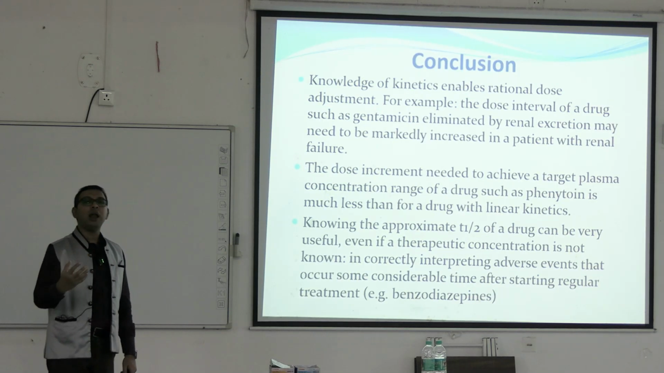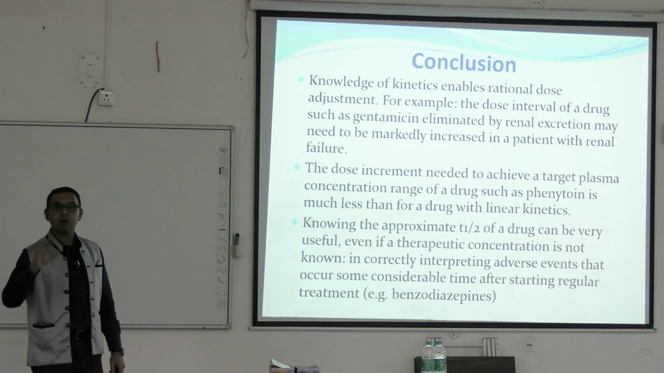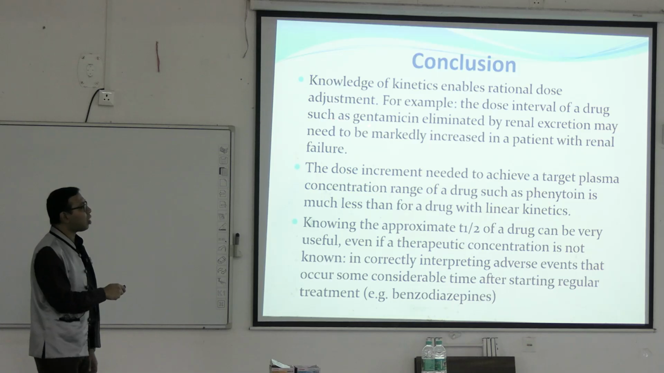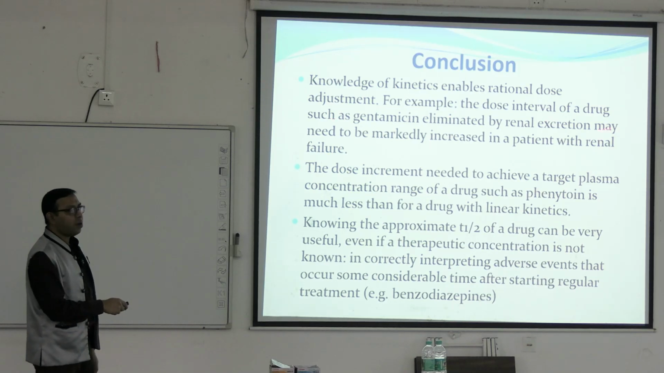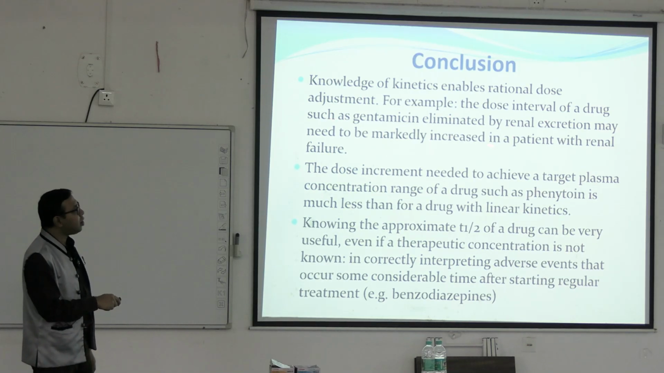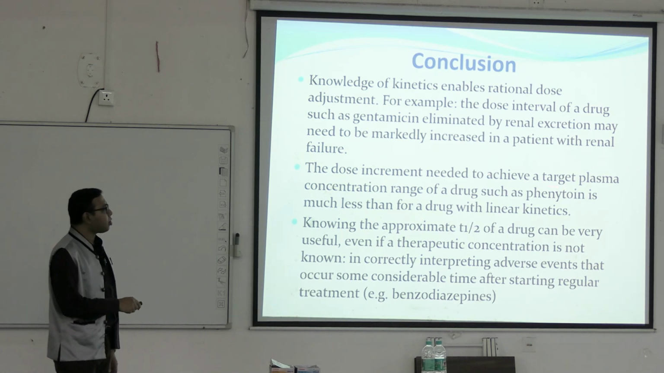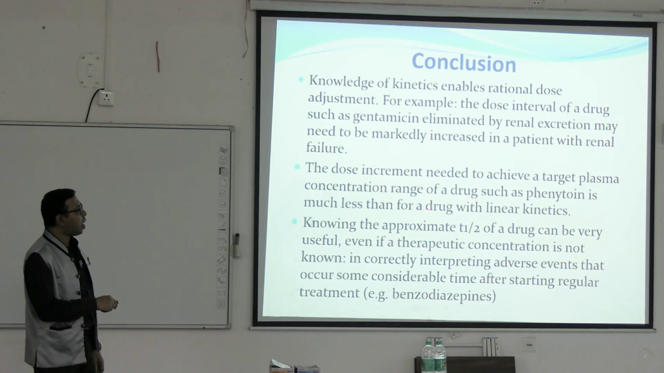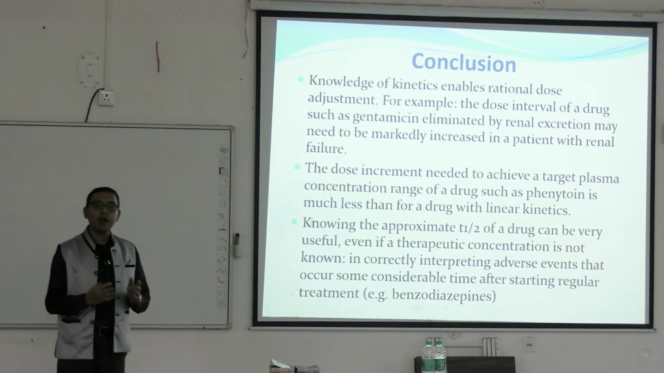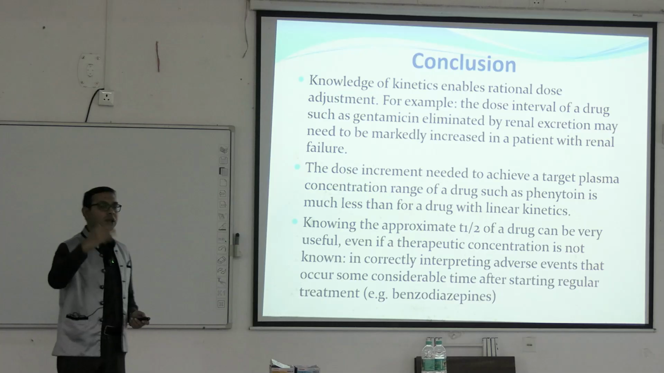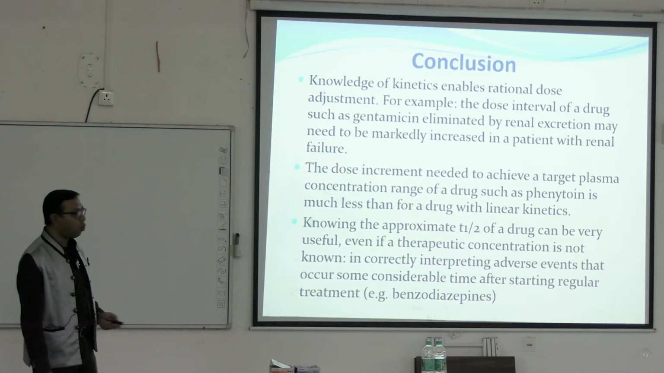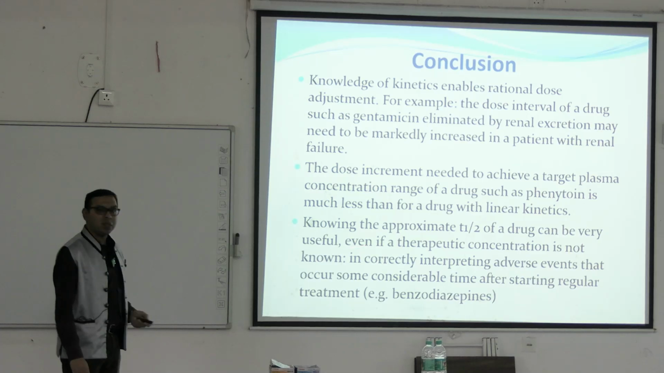What will be the utilization of all these pharmacokinetics for rational dosing of the drug? For example, the dose interval of a drug such as gentamicin eliminated by renal excretion may need to be markedly increased in patients with renal failure. The dose increment needed to achieve a target plasma concentration range of a drug such as phenytoin is much less than for a drug with linear kinetics, because phenytoin follows zero order kinetics when it is given in higher doses. So, approximate half-life of a drug can be very useful even if a therapeutic concentration is not known.